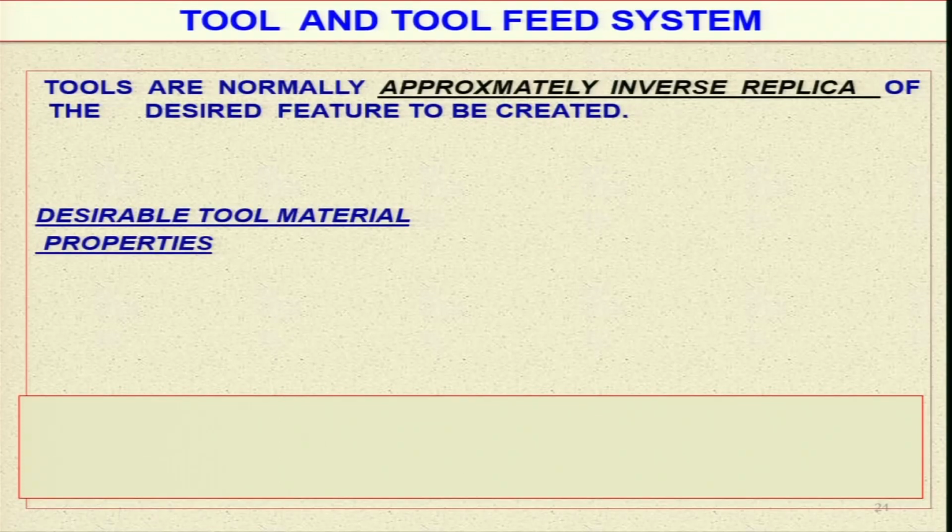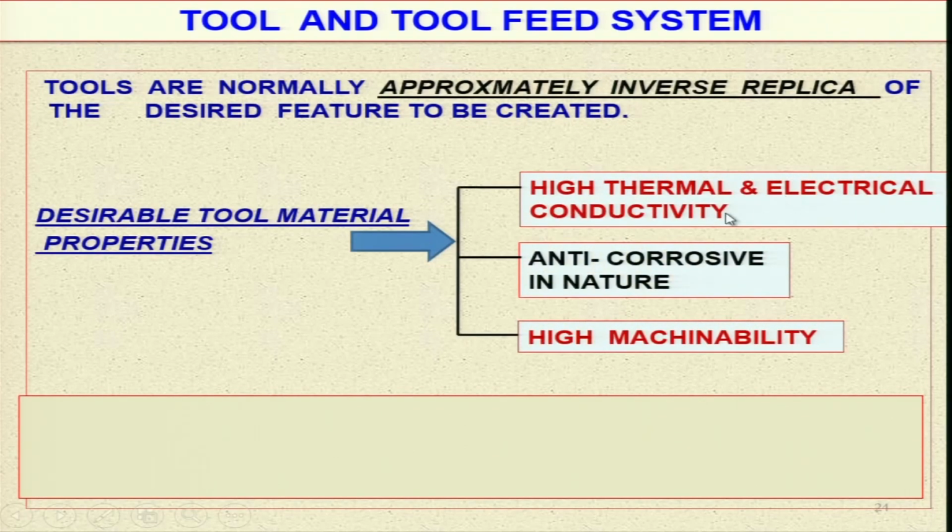Desirable tool material properties: they should have high thermal and electrical conductivity. High thermal conductivity, so that the temperature of the electrolyte does not go high or change substantially, and electrical conductivity is required so that the flow of current is proper and the total requirement of electrical energy is reduced. Anti-corrosive in nature, otherwise that will damage the workpiece as well as the tool, and high machinability, so that you can make the tool of the proper shape and size.